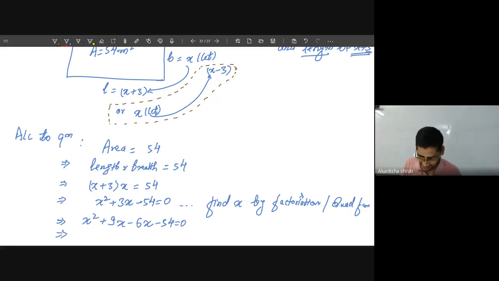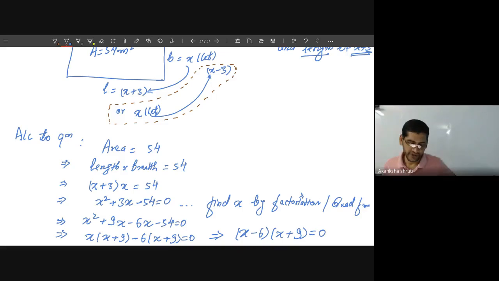What I can write, I can write x as common, (x plus 9) minus 6 as common, x plus 9 is equal to 0. Means I can write this as (x minus 6) and (x plus 9) is equal to 0. A student, after this another important step is there. The step is that length can never be negative, so we have to apply that. So therefore x minus 6 is equal to 0 or x plus 9 is equal to 0.